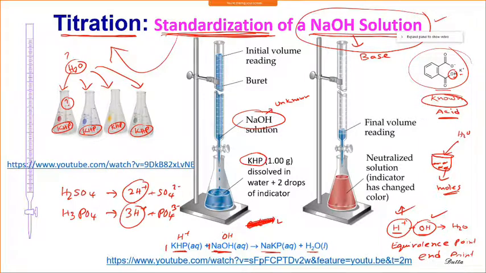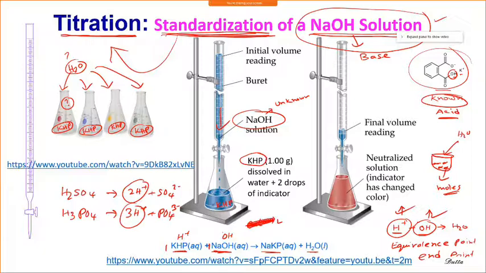If I have more OH minus, it will be another color. So that is your goal. By looking at the color change, you can tell that you have equal amounts of H plus and OH minus. That is called the endpoint or equivalence point. So here you have the KHP, and then you add NaOH from the burette.